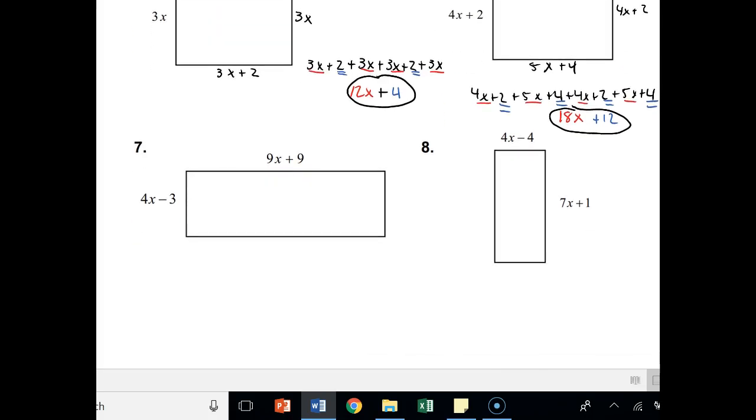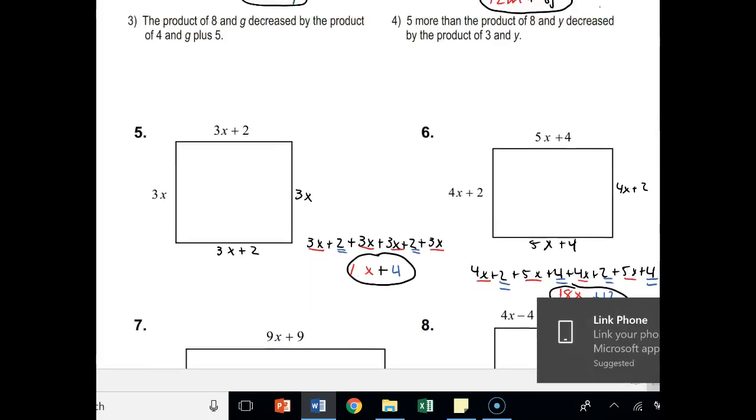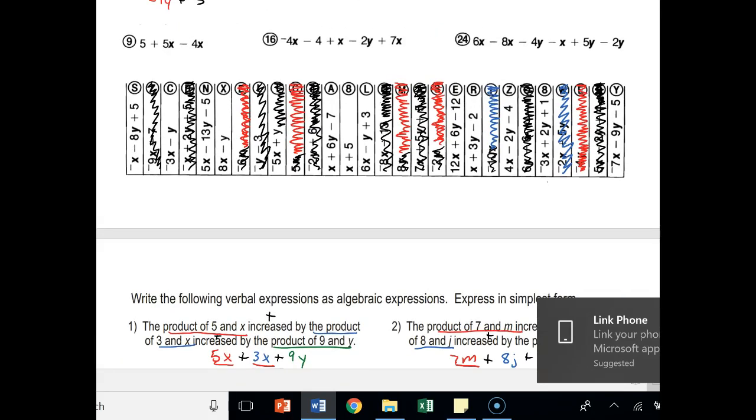Anything that we have not done, number 7, number 8, probably do an Edpuzzle. Anything we have not done, especially on the front, you're going to want to finish up in partners.